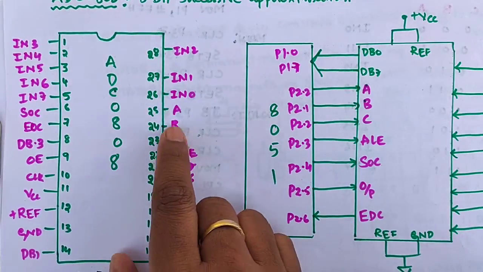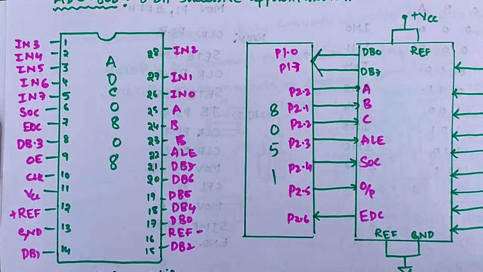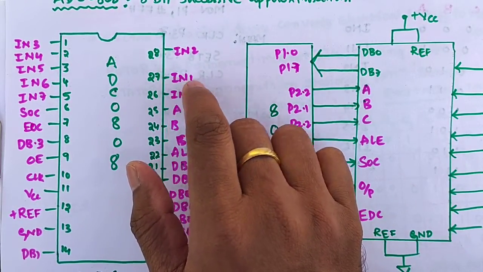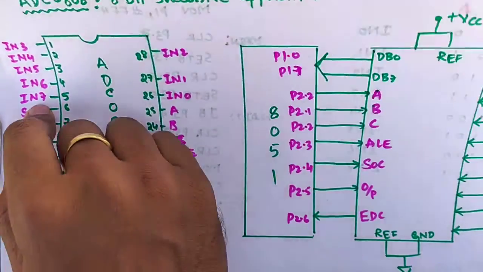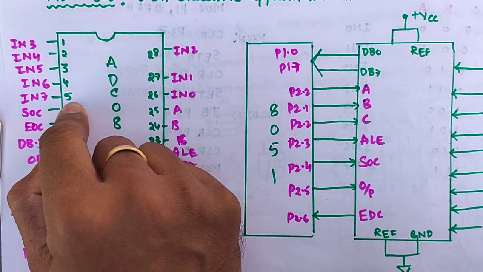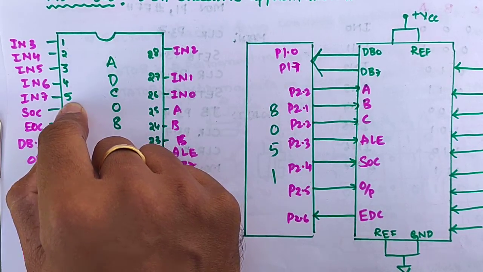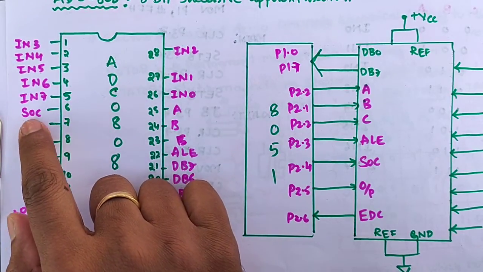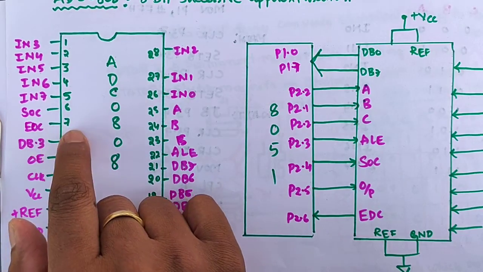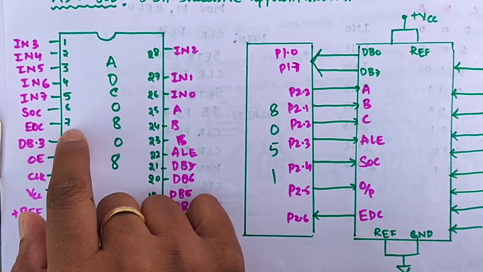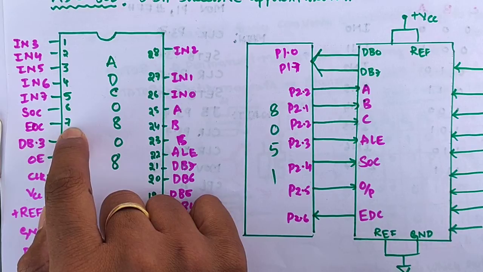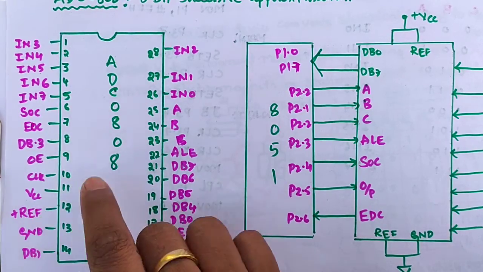Analog inputs are on pins 26, 27 and 28 with analog input 0, analog input 1, analog input 2, 3, 4, 5, 6 up to 7. Analog inputs cover pins 1 to 5 and 26 to 28. SOC, that is start of conversion, is on pin 6, and EOC, end of conversion, is on pin number 7.